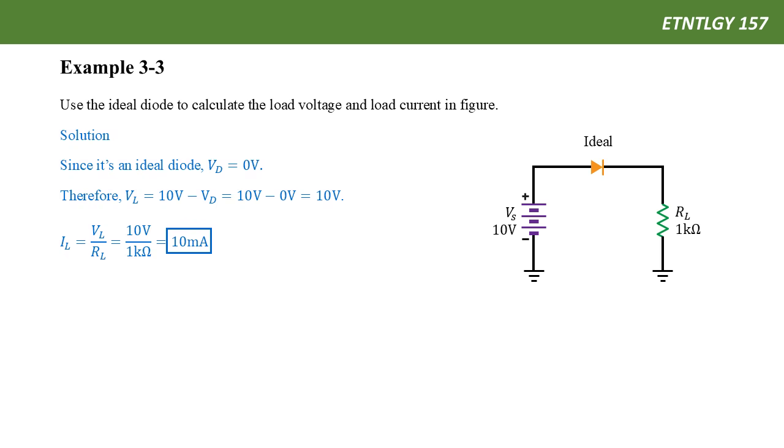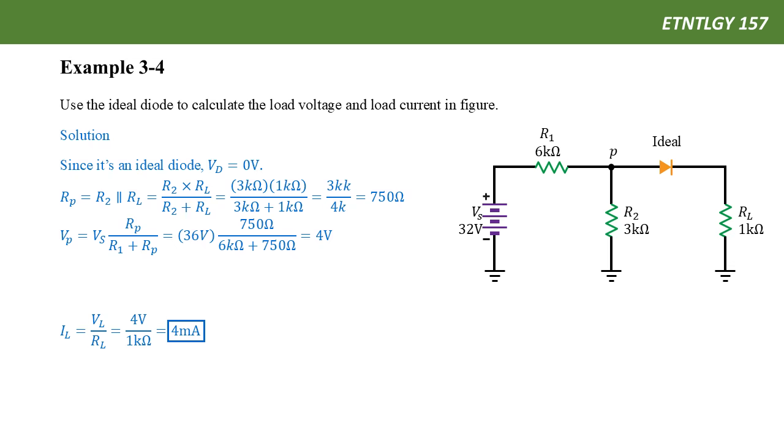It's in forward bias. Since this is an ideal diode, there is no 0.7 volt drop. The net voltage equals 0 volts. So we can replace the diode by a switch or simply a wire. The entire 10 volts is given to the load resistor, the 1 kilo ohm resistor. Therefore, the current equals V over R. The load current IL equals VL over RL, 10 volts divided by 1 kilo ohms, and that's 10 milliamps.